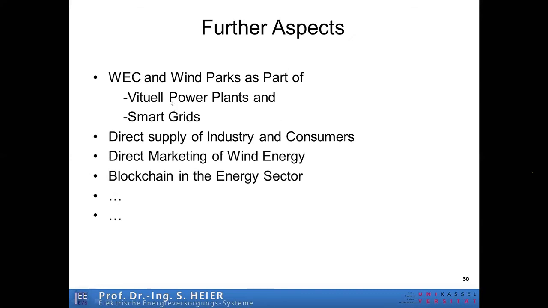The last aspect is that we can see wind energy converters and wind parks as a part of virtual power plants and smart grids, the direct supply of industry and consumers, the direct marketing of the wind energy, and blockchain in the energy sector.